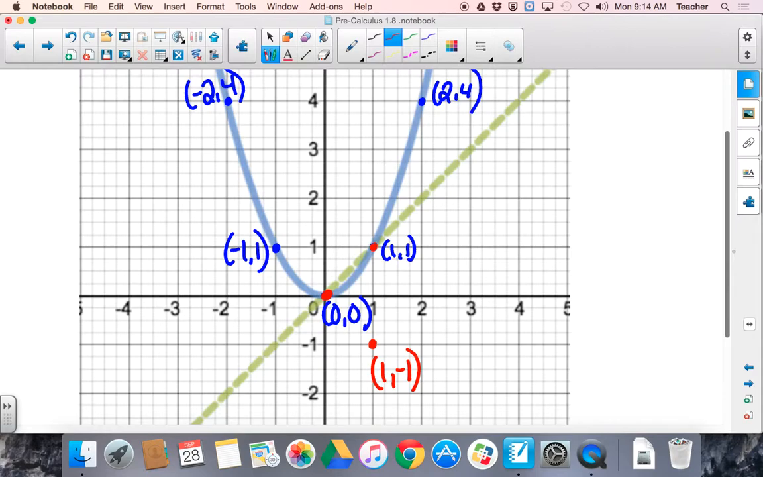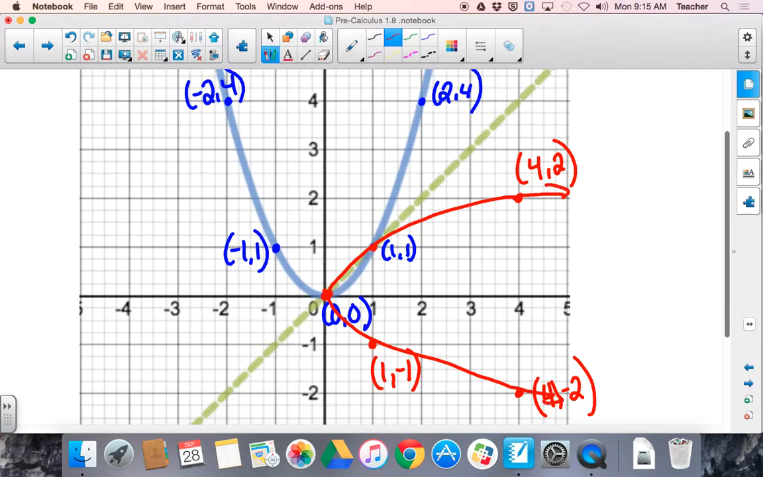So when I graph the point 2, 4, reflecting it over the y equals x line, I'm going to switch my x and y value. So therefore it's going to become the point 4, 2. When I flip-flop the point negative 2, 4, it's going to become 4, negative 2. Then we can go ahead and graph our sleeping parabola.